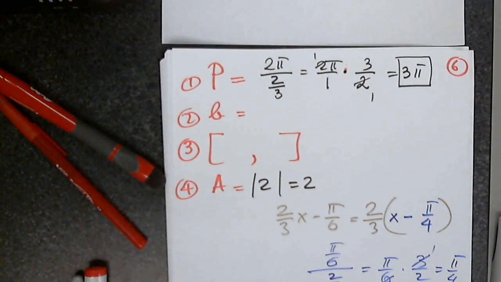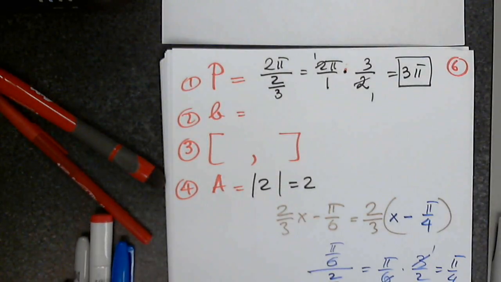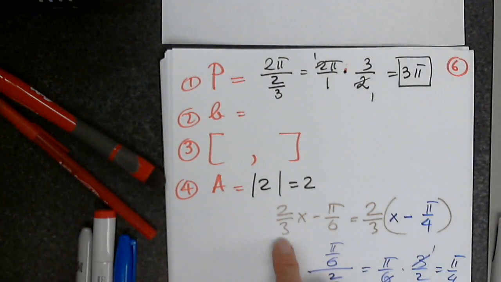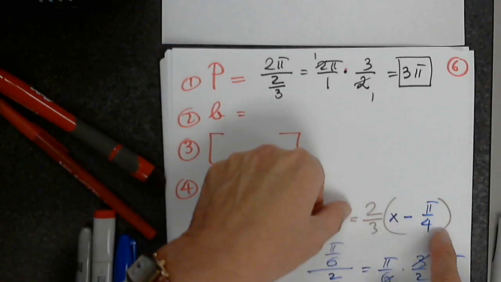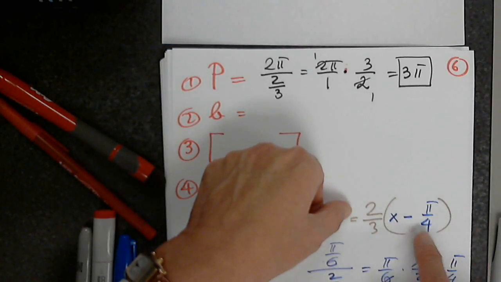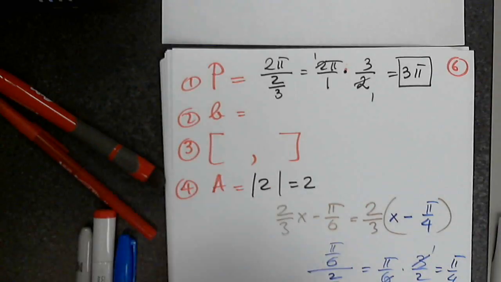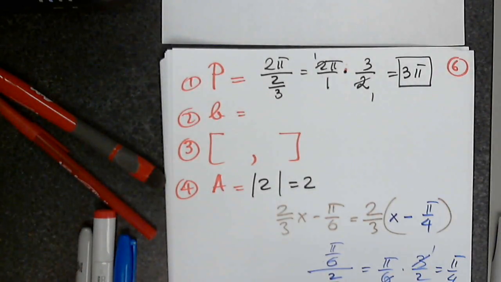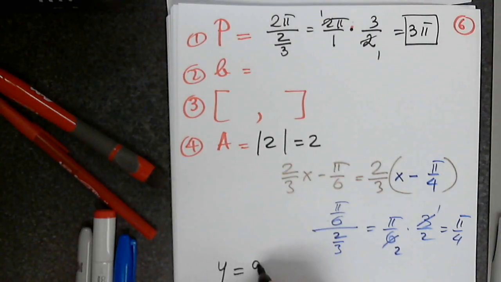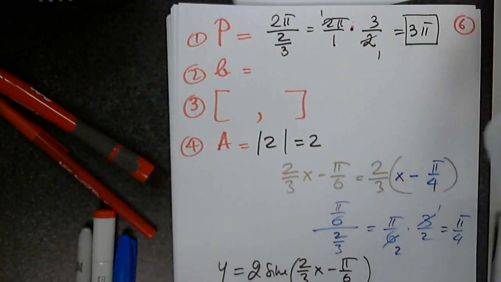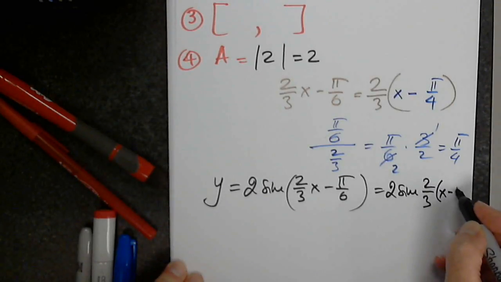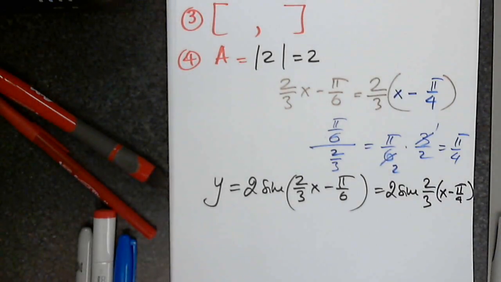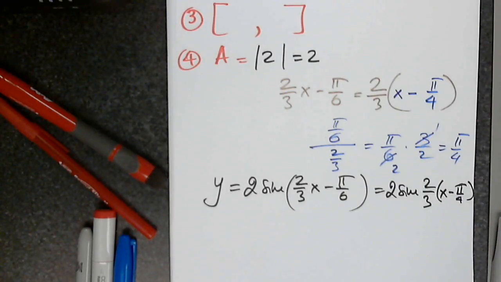Now let's say you don't believe this. Assuming you don't, let's imagine that we distribute 2/3 back in there. 2/3 times x is 2/3 x. 2 over 3 times pi over 4, I simplify 2 and 4 by 2, and I get pi over 2 times 3 is pi over 6. So the function y, which was 2 sine 2/3 x minus pi over 6, can be rewritten as 2 sine 2/3 x minus pi over 4.